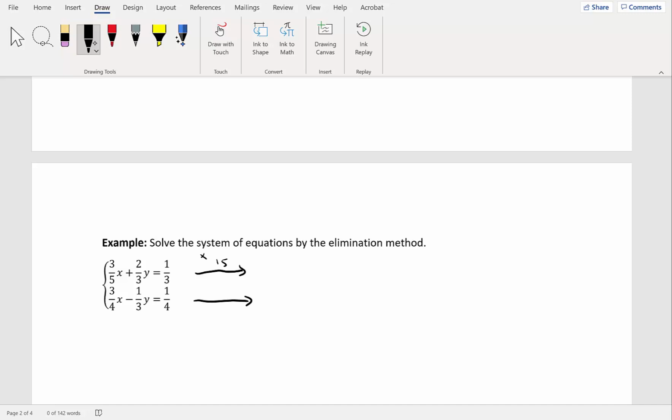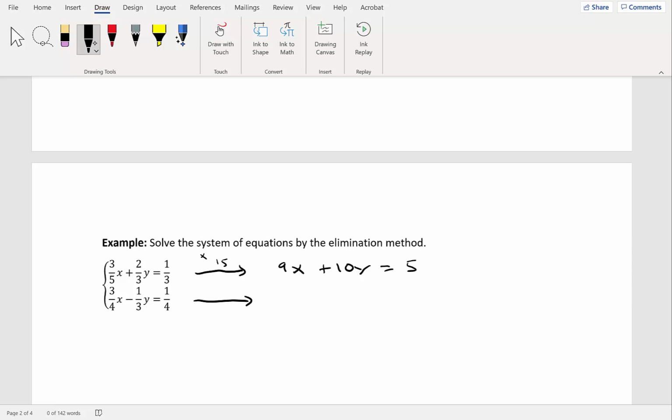So 15 times 3/5 x, this is going to leave me with 9x. 15 times 2/3 gives me 10y. I have equal to, now 15 times 1/3 gives me 5.